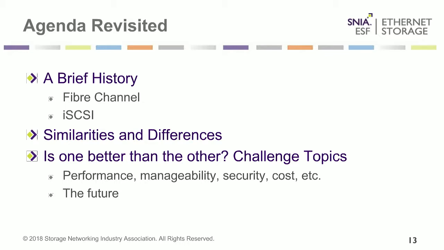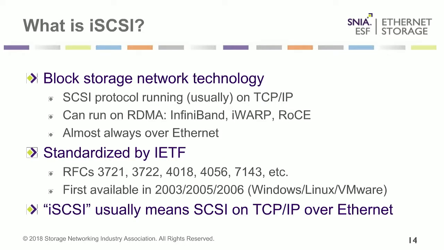Now, John, I'm going to ask you to take us through a brief history of iSCSI. Excellent. Thank you, Alex, and thank you, Fred. So let's talk about an overview of iSCSI. iSCSI is also a block storage networking technology. It's the SCSI protocol running over TCP/IP. Actually, it can run over other protocols like RDMA, such as InfiniBand, iWARP, or RoCE. But the vast majority of iSCSI deployments do run over TCP/IP, and therefore it's almost always over Ethernet as the network and the transport.